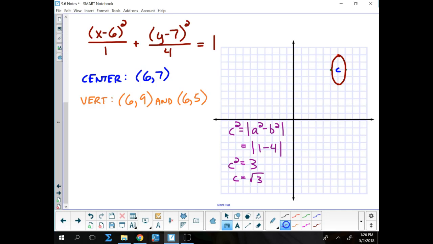Because it's stretched out vertical, or our major axis is vertical, our foci then are at 6. I go back to my center. I would add and subtract it to the x part if it was horizontal, but because it's vertical, I add and subtract it to the y part. So that puts them, if I were to graph them, at about 1.7 up and down. Okay.